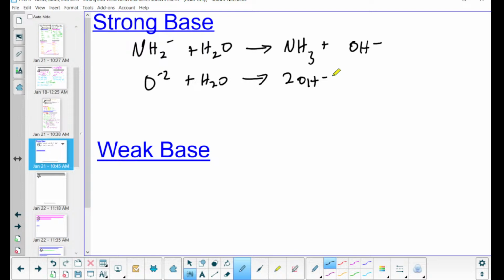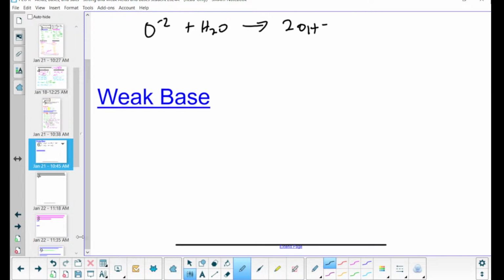H2C6H5O7. H2C6H5O7 with a negative 1 charge plus H2O. What was your favorite weak base out of there? My favorite weak base. H3SO3, C6H5O7. C2O4, what's the charge? Minus 2. Minus 2. They're still working.